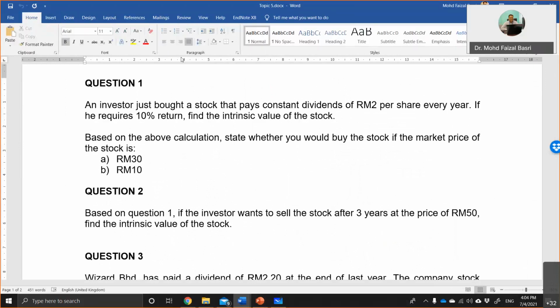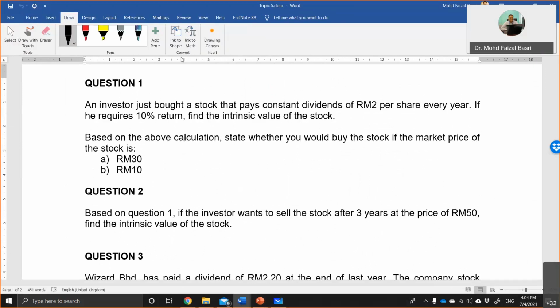Okay, constant dividend. So we know this is our first model, constant dividend, with 2 ringgit per share every year. So this is our D, dividend. And if he requires 10% return, so this is our K, required rate of return, find the IV. Okay, find the intrinsic value of the stocks. Right? And based on the above calculation, state whether you will buy or not the stock.